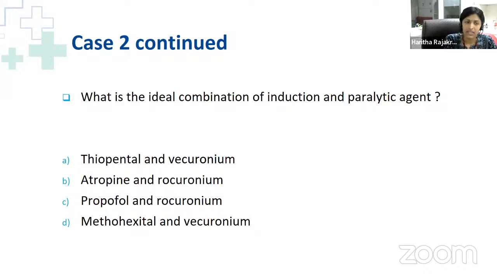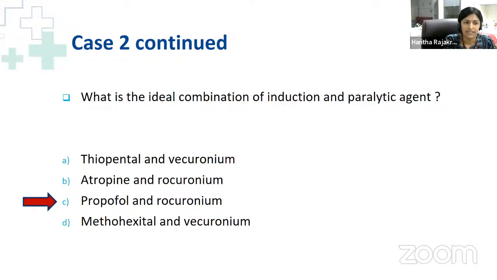Now, same case, a different question. What is the ideal combination of induction and paralytic agent that can be used here? So you have different options. Is it going to be thiopental and vecuronium? Is it atropine and rocuronium, propofol and rocuronium, or methohexital and vecuronium?